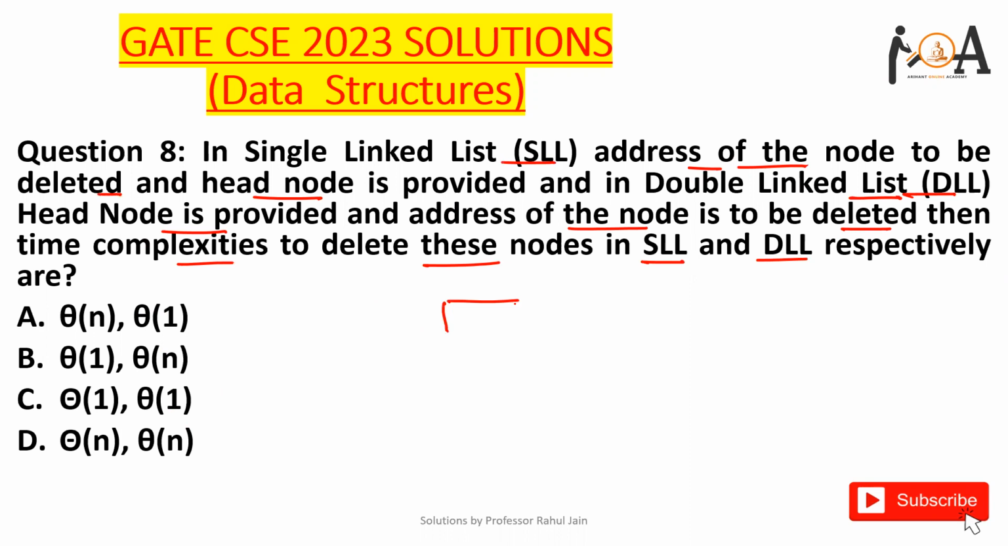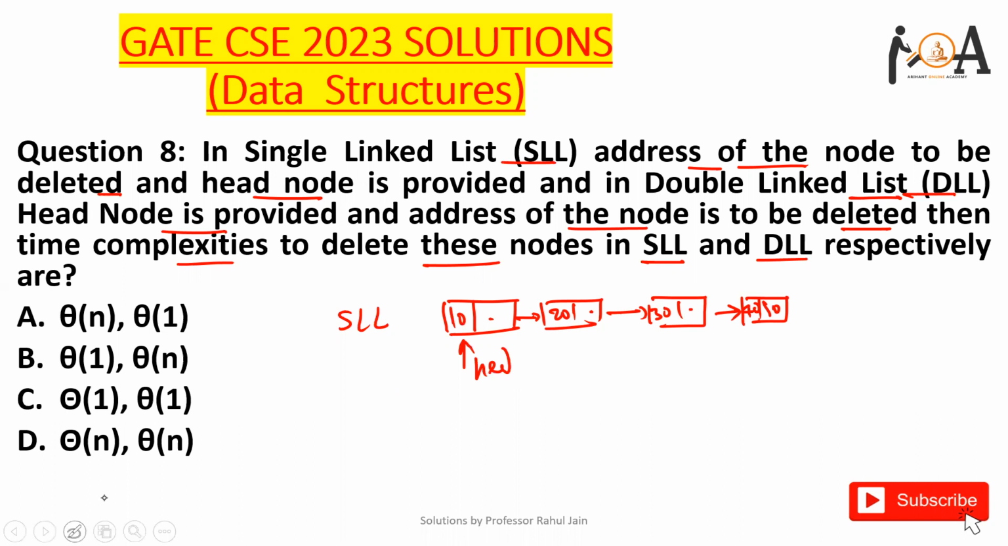So basically, I hope everybody knows the concept of a single linked list. If we talk about a single linked list, here is a head node, and the nodes are connected in this fashion. Let's say some data is there, 10, 20, 30, 40, and the last node will have null, and each node holds the address of the next node.